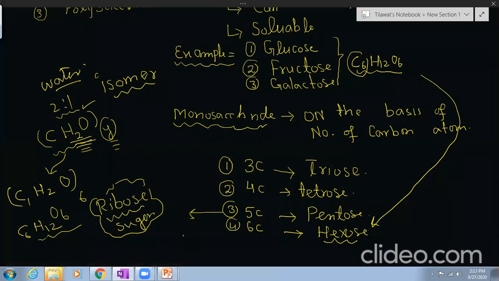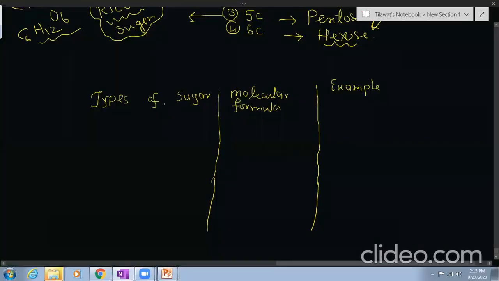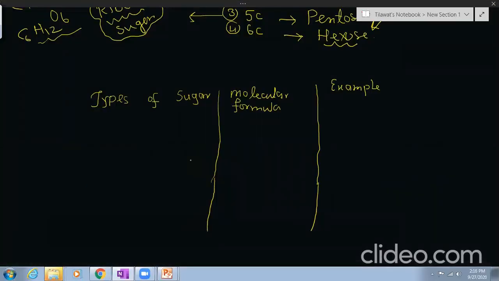Is it clear up to here? If you want to take hints, you can. All right, boys, look here: types of sugar, molecular formula and example, right?